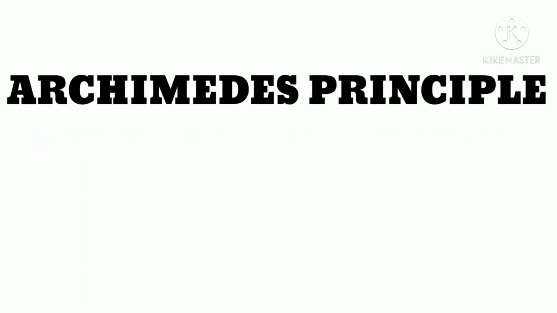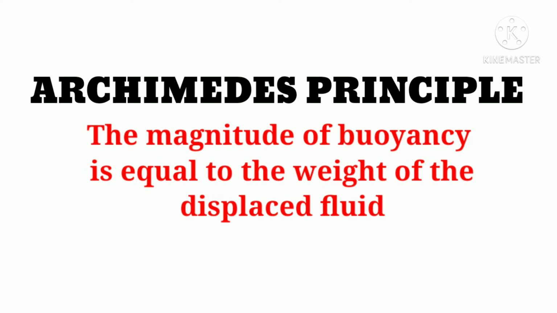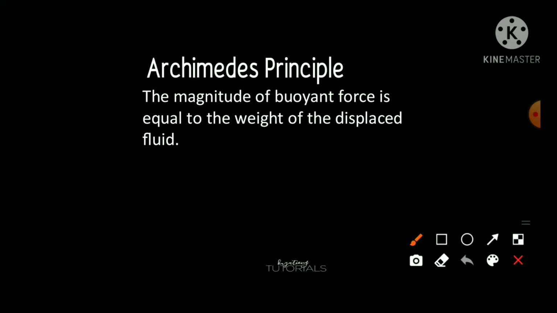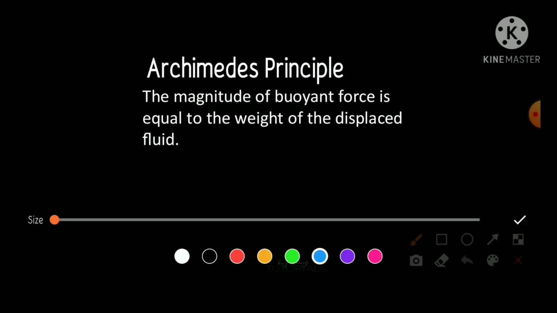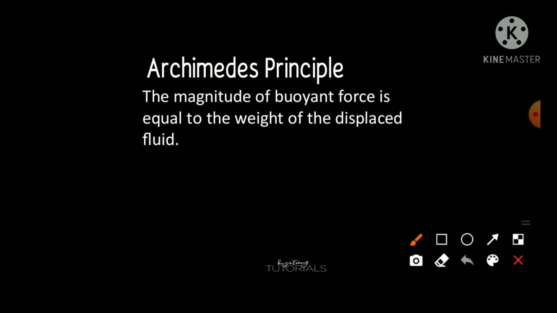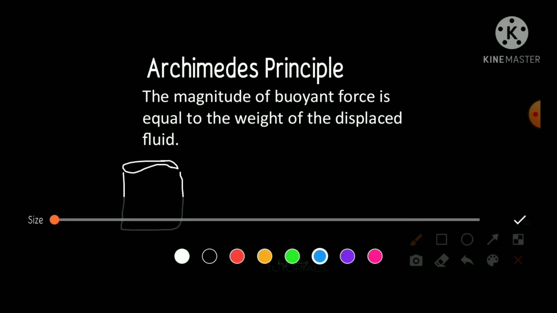According to Archimedes' principle, the magnitude of buoyancy is equal to the weight of the displaced fluid. Focus on the displaced fluid. When we say displaced fluid, this refers to how high the water rises up when we are in a closed container. For example, let me draw a beaker. So just imagine this is a beaker. Now the beaker is filled with water.